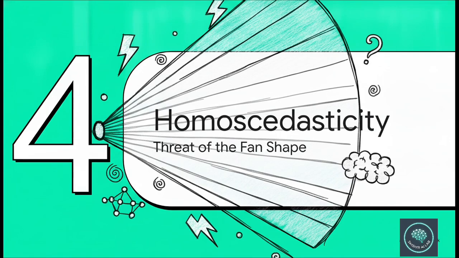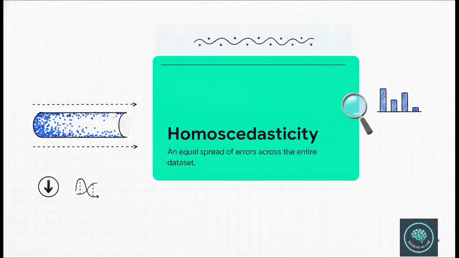Phase 2 of the interrogation, Section 4. Homoscedasticity, the threat of the fan shape. I know, homoscedasticity sounds like a super intimidating statistical word, but it simply means an equal spread of errors across your entire dataset. That's it, equal error spread. When you look at your predictions from the lowest values all the way up to the highest values, you want the band of errors to remain relatively consistent in width.